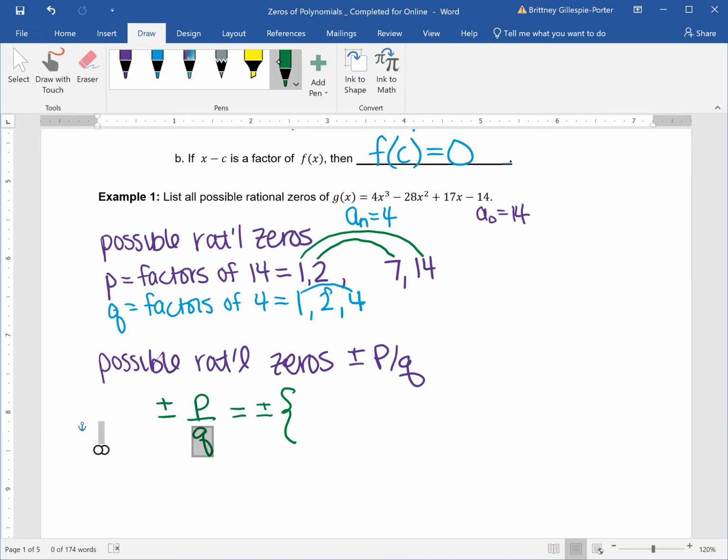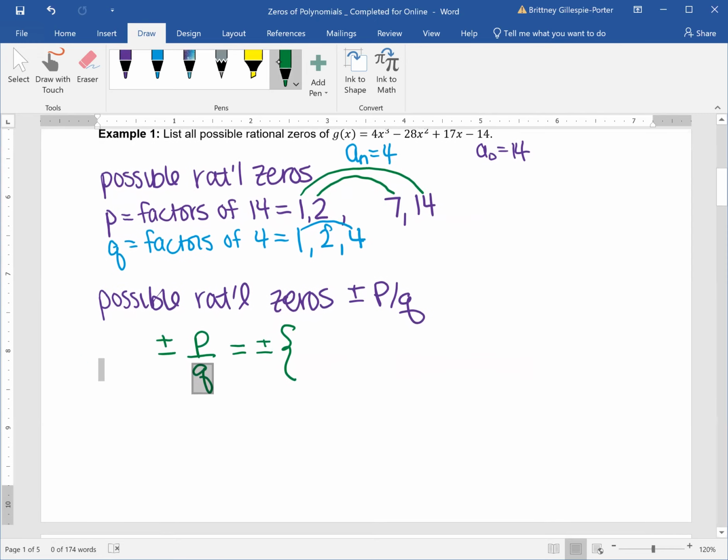So I'm going to start by dividing by 1, my factor of 4. 1 divided by 1 gets me 1. 2 divided by 1 gets me 2. 7 divided by 1 is 7. 14 divided by 1 is 14. I'm done with the 1 because I took all the factors of P, the 14, divided by 1.